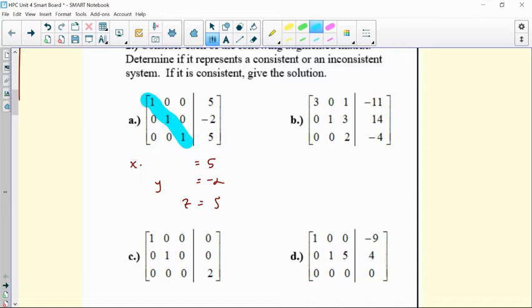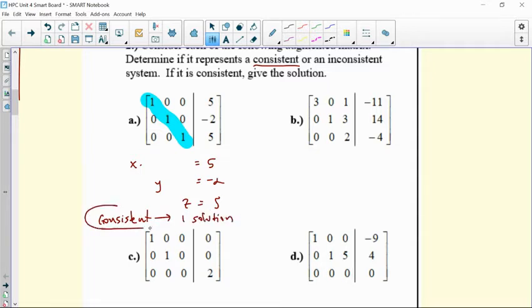But the fact that I have just a 1 and zeros everywhere else tells me what my solution is. That x is 5, y is -2, and z is also 5. So this definitely represents a consistent system, right? It's consistent because I could actually solve, there's one solution. It's consistent, and there's exactly one solution.